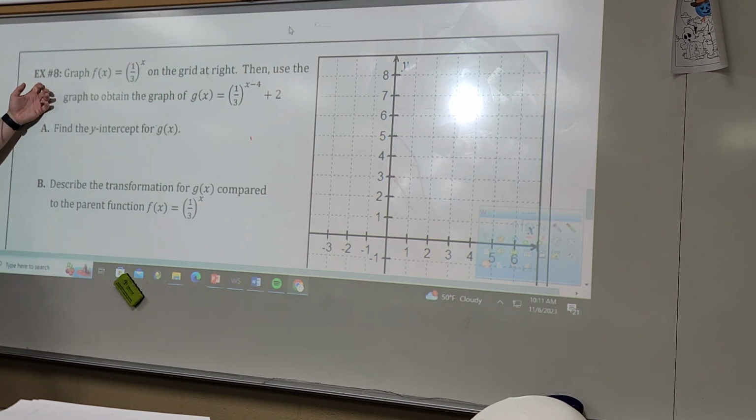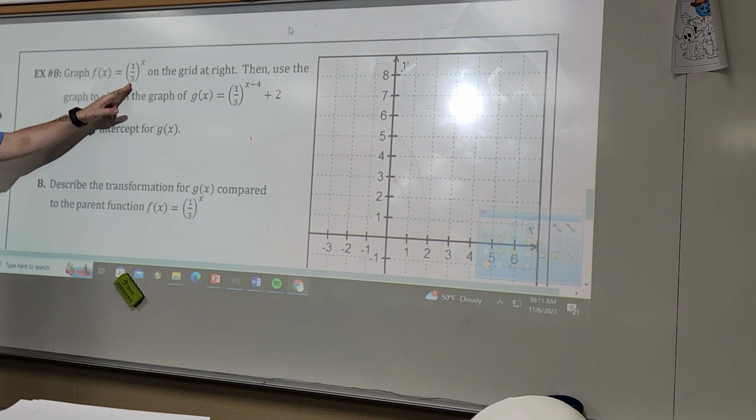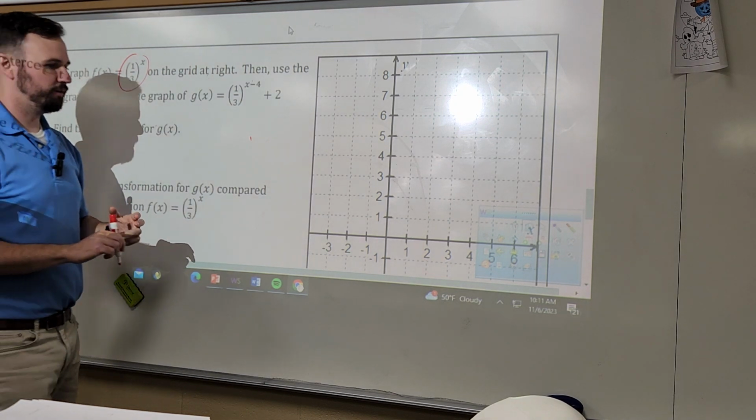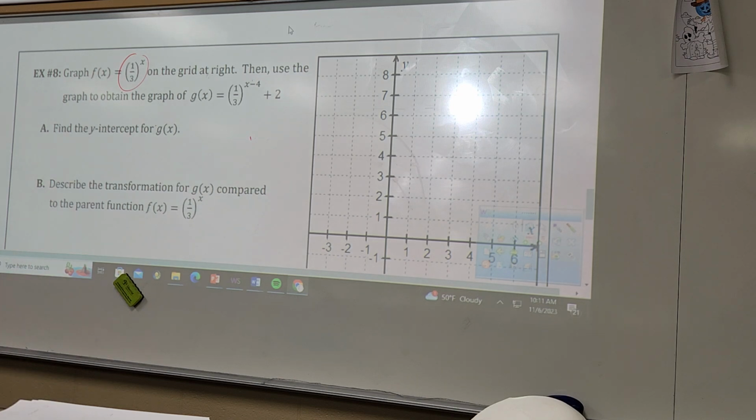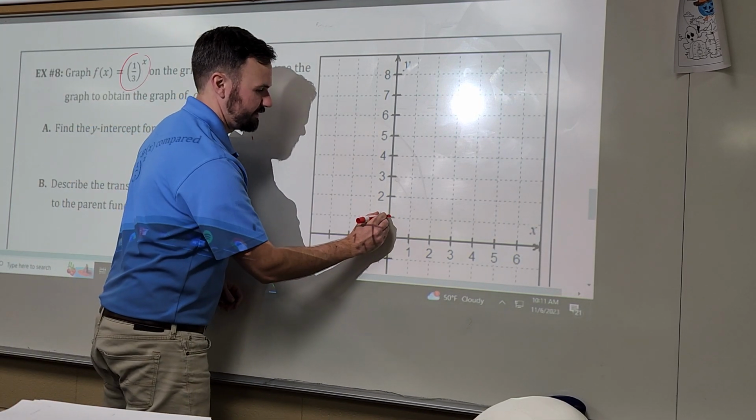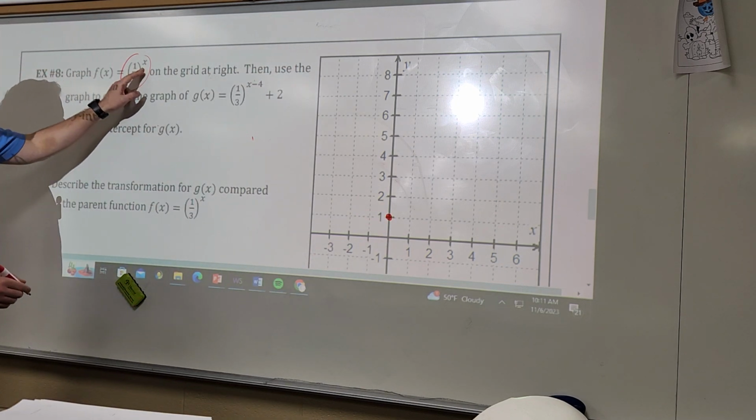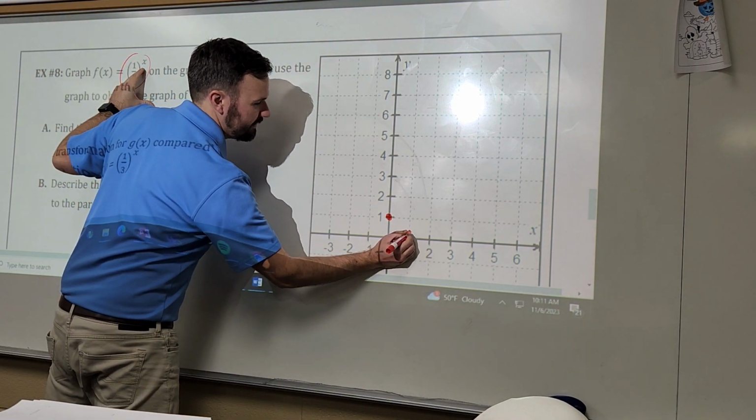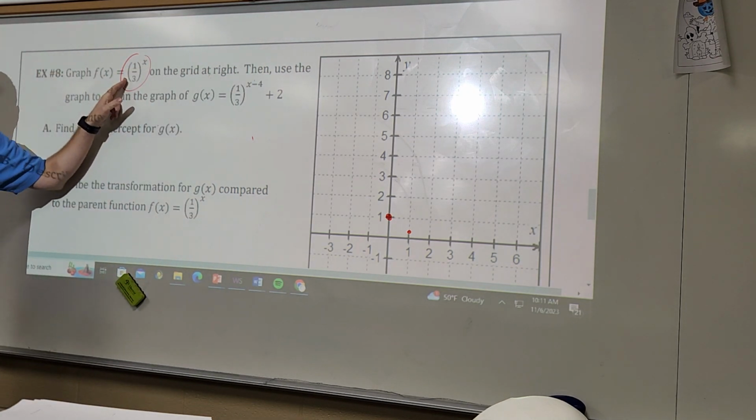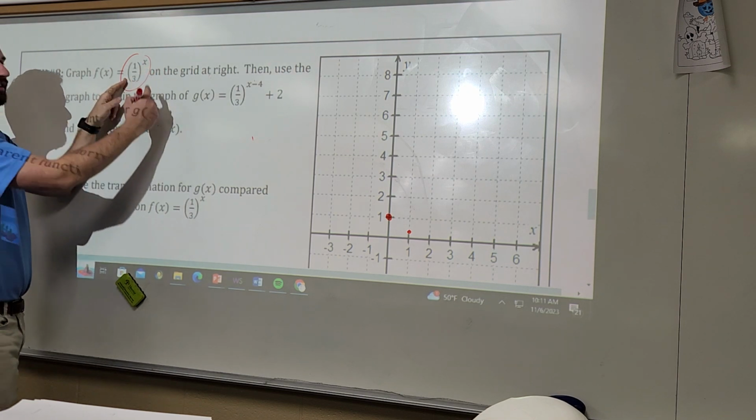All right, so we are on example 8 on 2.4. And they give us this. Let's graph this first, because that's what it tells us to do, right? What's my y-intercept, since exponentials are unchanged? Yeah, (0, 1), right? If I plug in 1 to this, I would get 1/3. If I plug in -1, what would I get? 3, right? Because it's the reciprocal.